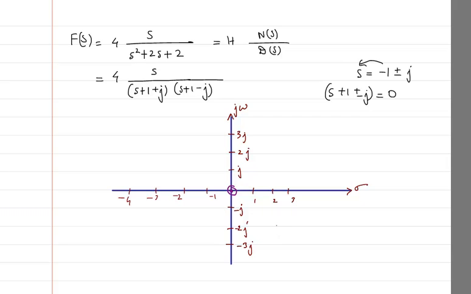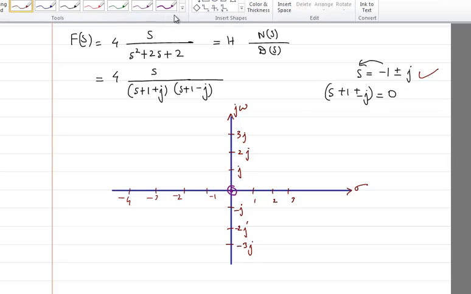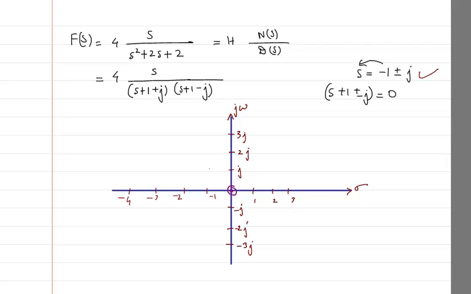Now where is your pole? The pole is at s is equal to minus 1 plus minus j. So again I will use this one, and I can draw this as the point where it is minus 1 plus j. Similarly here you can draw the second one, which is minus 1 minus j. So this is the second one.